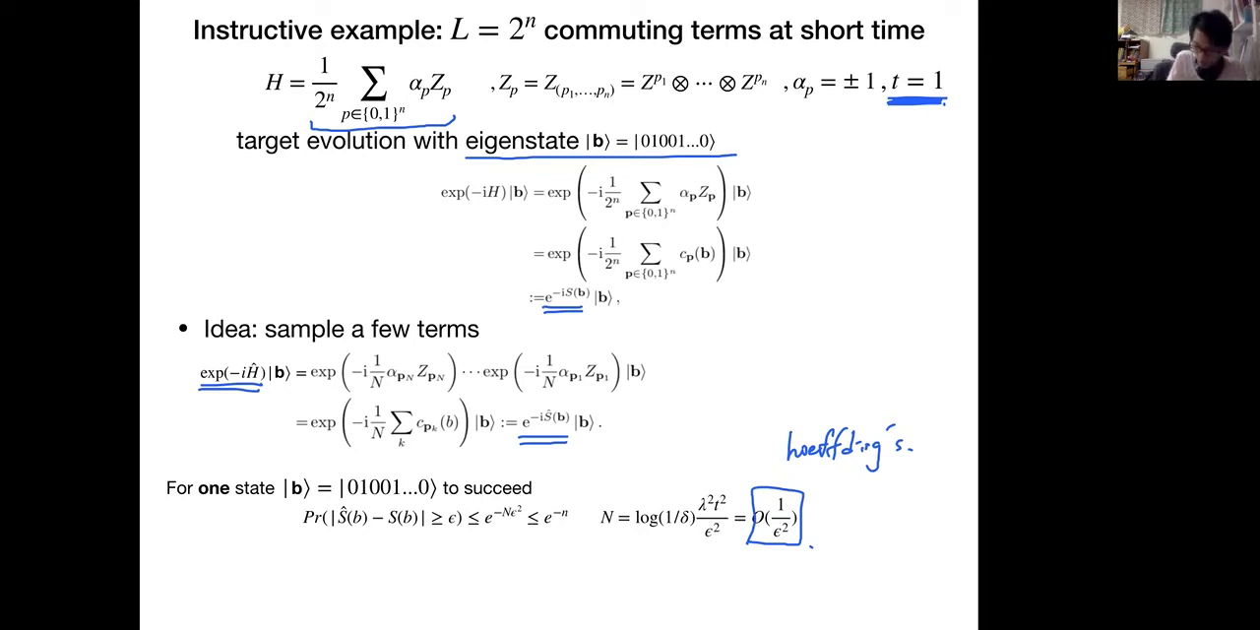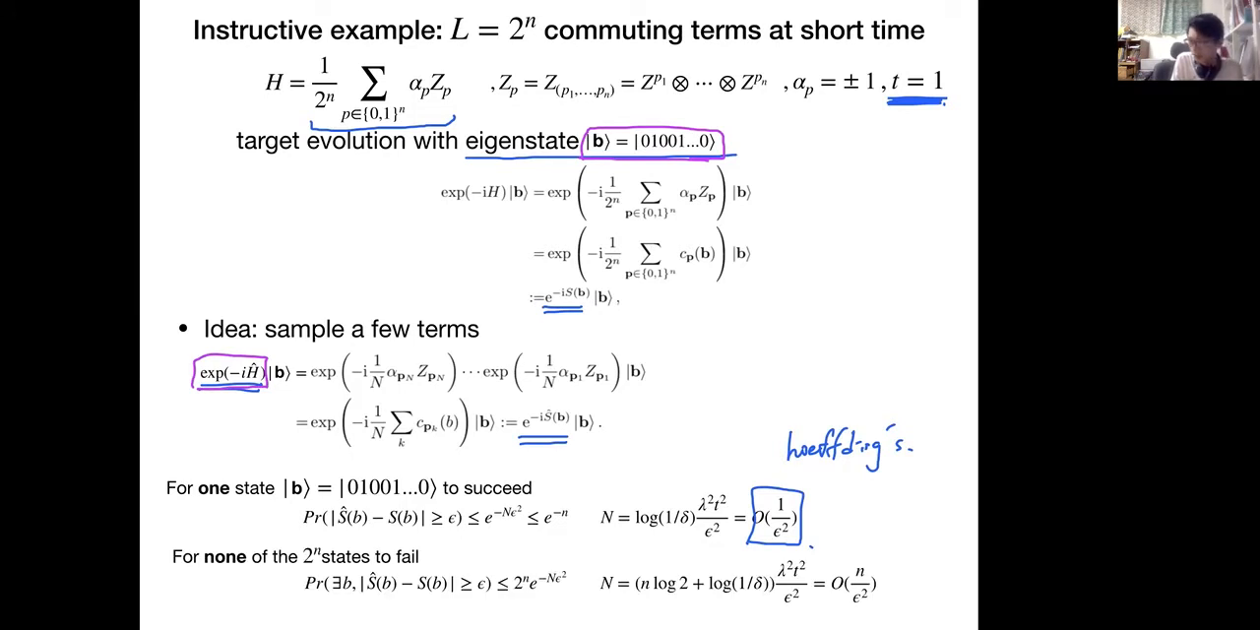Remarkably, this derivation stays the same if you change the input state, as long as it's an eigenstate. However, if you're interested in a slightly different question, where you demand this Hamiltonian to work for all possible eigenstates, then what you're asking for is a union-bound statement. You want none of the states to fail. Because the dimension is very large, this union bound is going to come with a price. It's going to come in as a factor of n, which is the logarithm of the dimension.